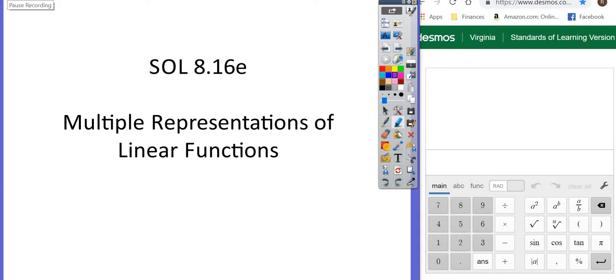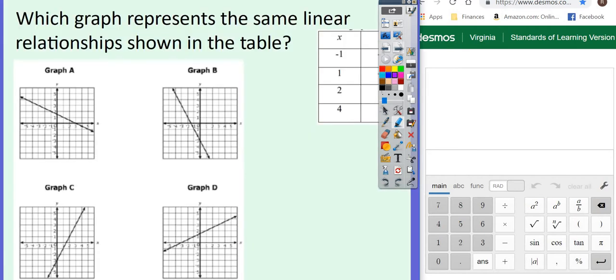Okay, let's get these videos finished up so you guys can study. This is multiple representations of linear functions, which is a fancy way to say different ways to show what a line looks like.